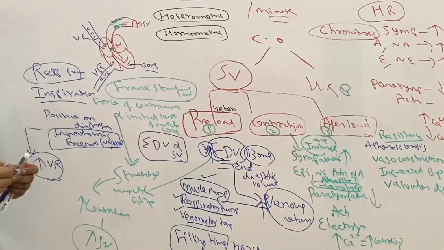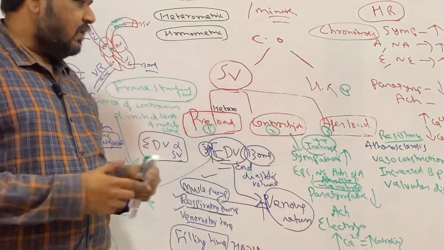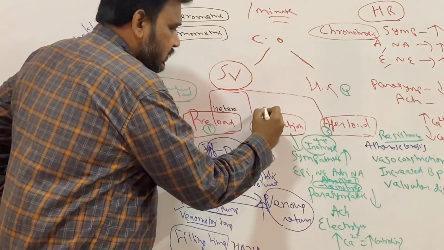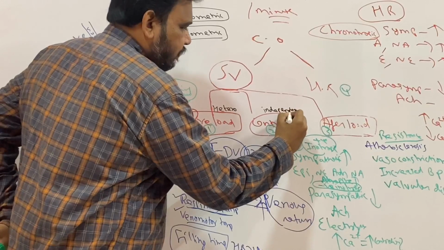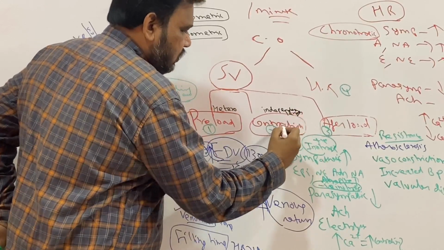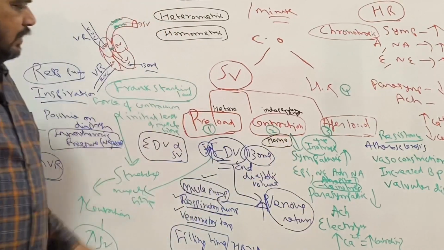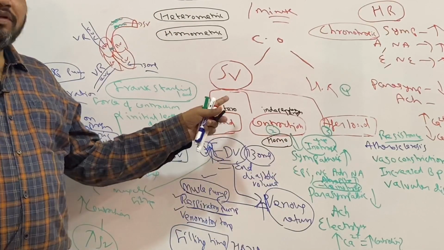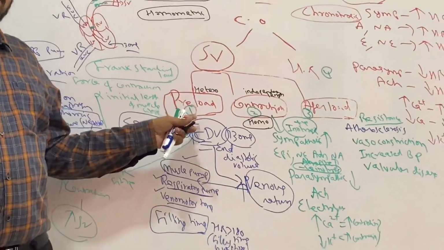Now coming to contraction of the heart. This contraction of the heart is independent of the initial length of the fiber. So this contraction is homometric. So I again repeat, this preload is an example of heterometric regulation and it follows Frank-Starling's law.